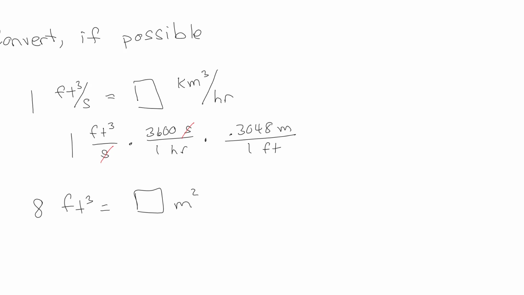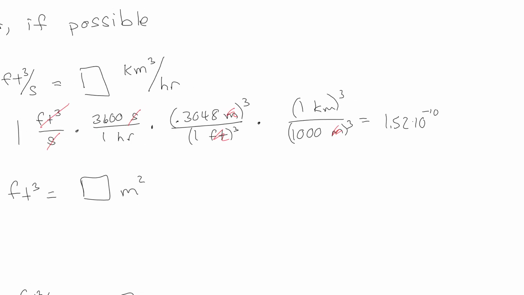But since that's cubed, I've actually got to cube the top and cube the bottom to make the cubic feet cancel out. Okay, and then I have meters and I need to get to kilometers. So I know that there's 1,000 meters in 1 kilometer. But again, I've got to cube them, so that the meters cancel out. Without too much trouble, I can get that this is going to be 1.52 times 10 to the negative 10. It's super tiny, but it's there.